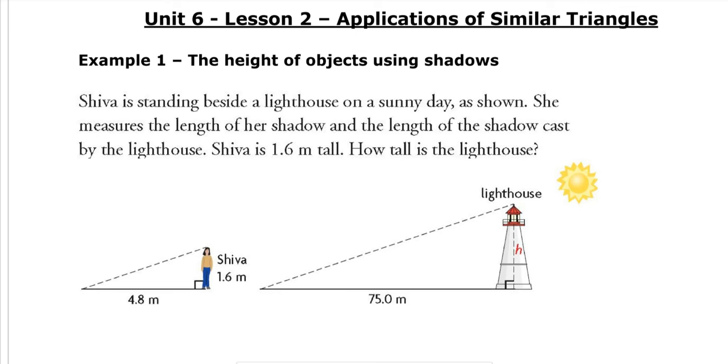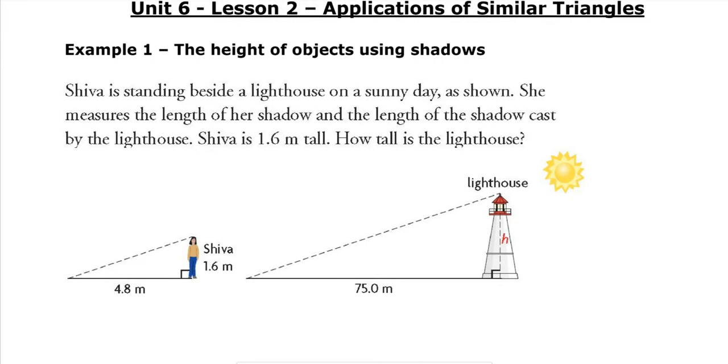Unit 6, Lesson 2, Applications of Similar Triangles. So let's look at some examples of applying similar triangles in some application problems. So here in example 1, the height of objects using shadows.